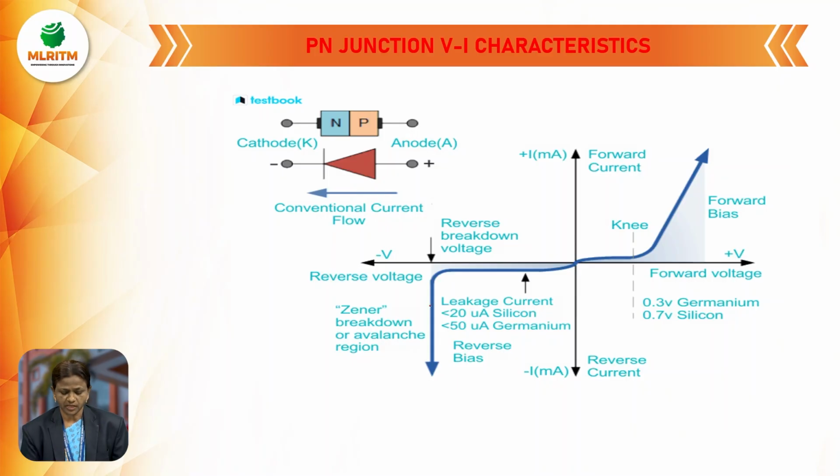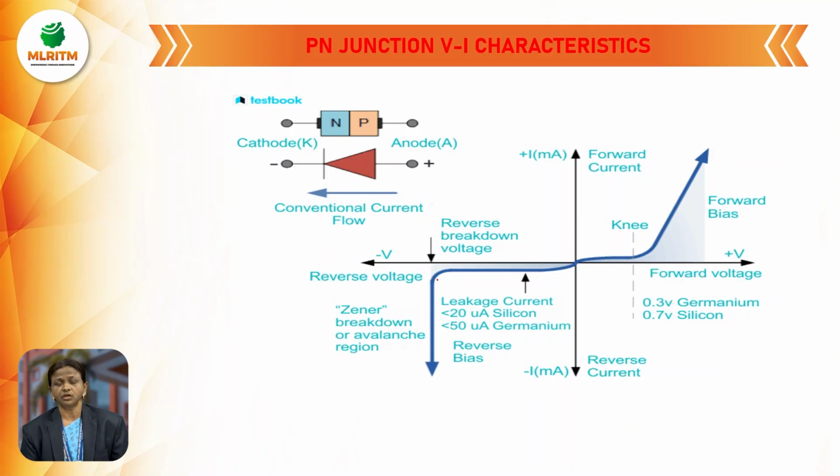At this point, as VR value increases, junction breakdown takes place. From this point onwards, current value increases. Whenever breakdown takes place, that corresponding voltage is known as breakdown voltage. It is denoted as V beta.